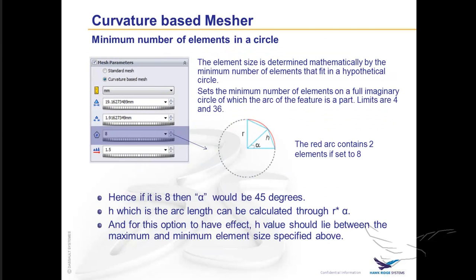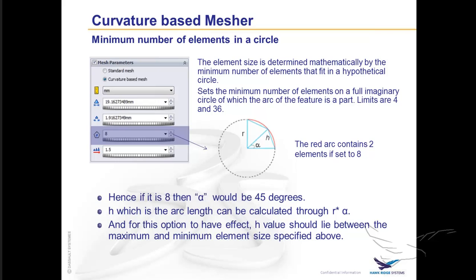And an option that drives the density of the curvature-based mesher is this minimum number of elements in a circle. And it's a value that's very commonly misunderstood. So a lot of users believe that this value here actually will place 8 elements around a physical hole in your model, but that's not actually the case.